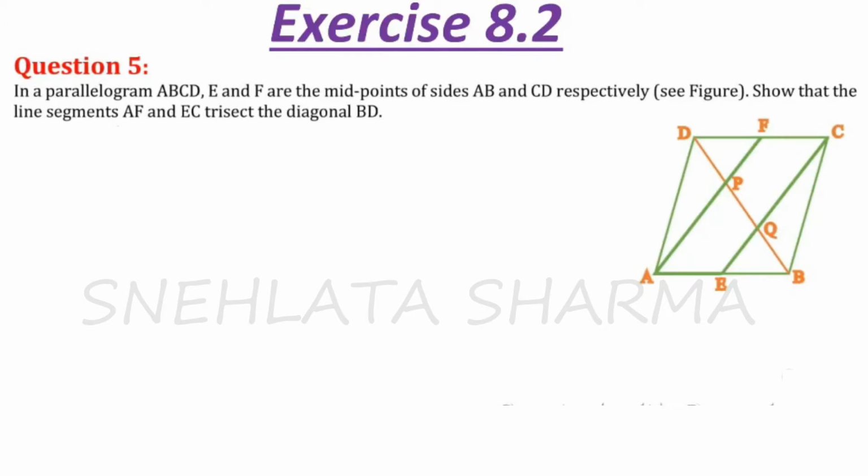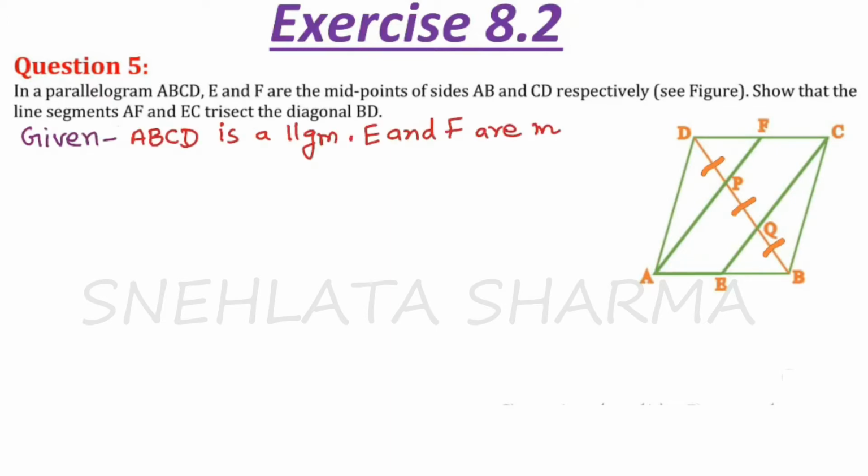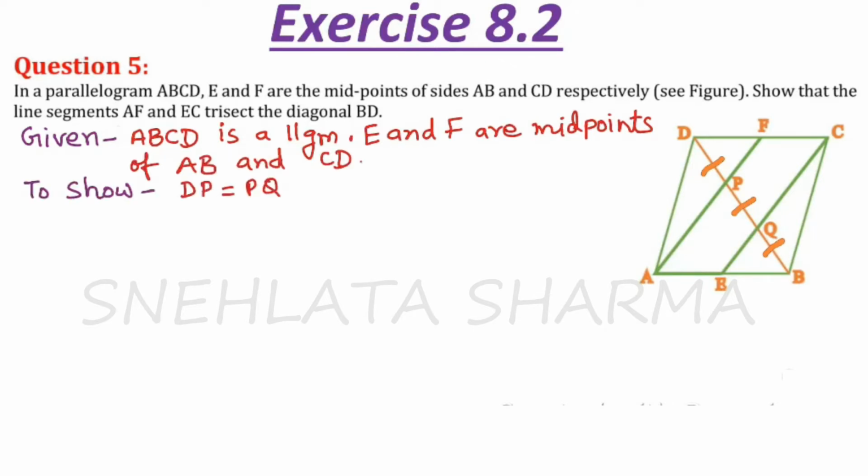बच्चों, इस क्वेश्चन में हमें गिवन है ABCD एक पैरेललोग्राम है जिसमें E एंड F उसकी साइड्स AB और CD के मिड पॉइंट्स हैं और हमें शो करना है AF एंड EC trisect the diagonal BD. It means we need to prove that DP is equals to PQ is equals to QB. DP, PQ एंड QB ये तीनों इक्वल हैं। 3 इक्वल पार्ट्स में डायगोनल BD को AF एंड EC ट्राइसेक्ट करते हैं। आइए स्टार्ट करते हैं। सबसे पहले गिवन ABCD is a parallelogram. E and F are midpoints of AB and CD respectively. To show DP is equal to PQ is equals to QB.